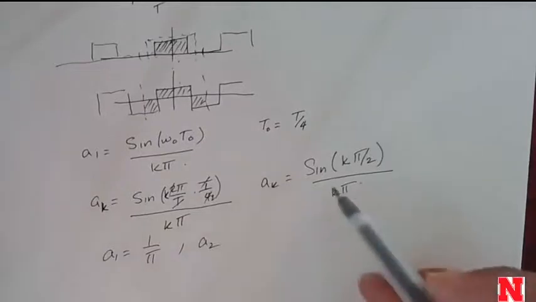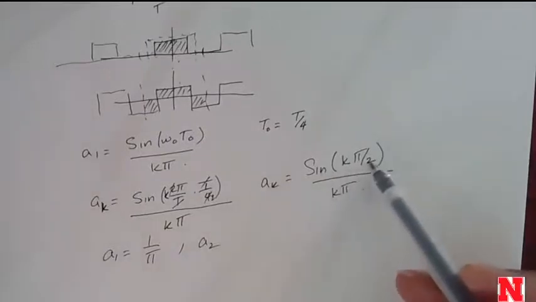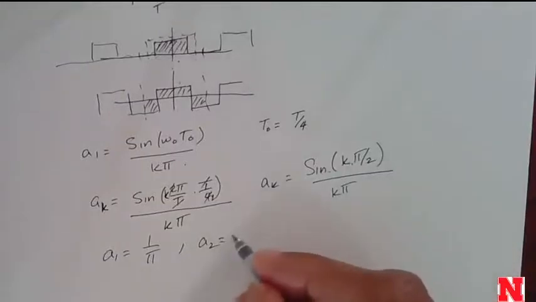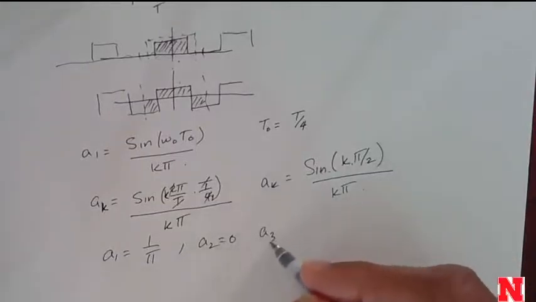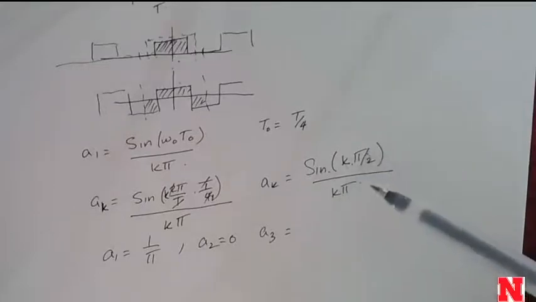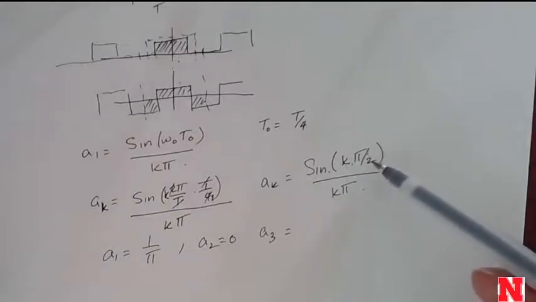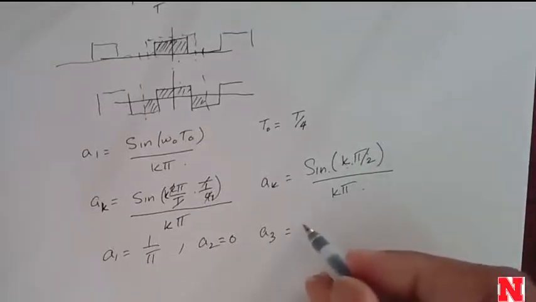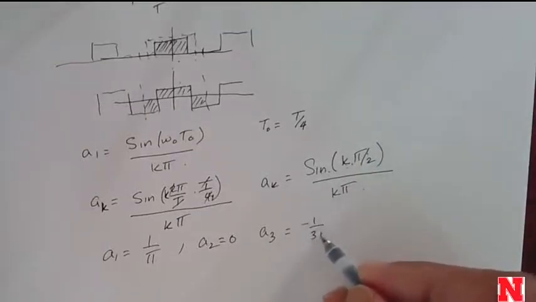A2 would be sine of 2 times pi over 2. So that's sine of pi. Sine of pi is 0. So A2 is 0. A3 is equal to sine of 3 pi over 2. 3 pi over 2 is minus 1, right? So pi over 2, 3 pi over 2 is minus 1. So this is minus 1 over 3 pi.